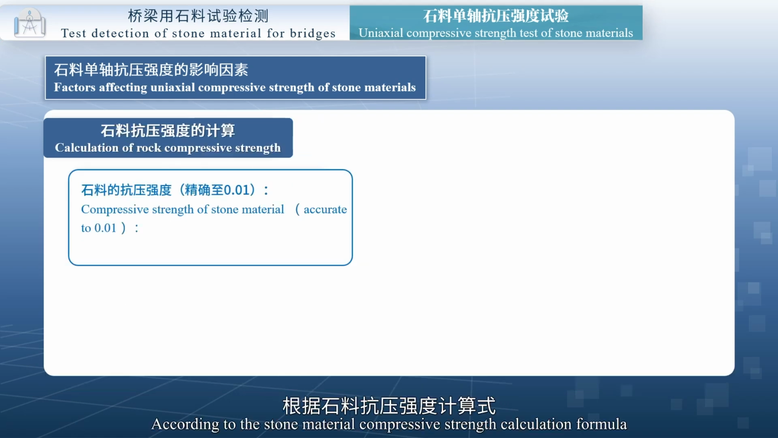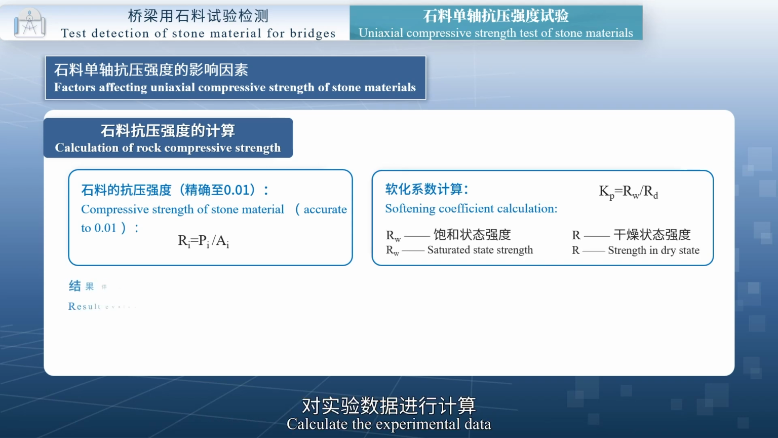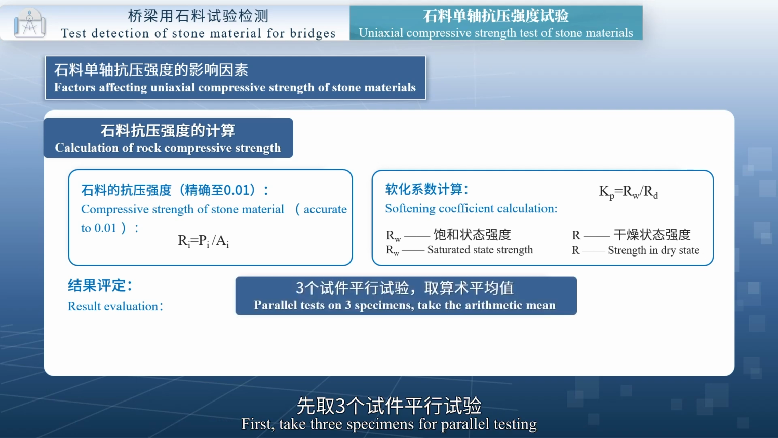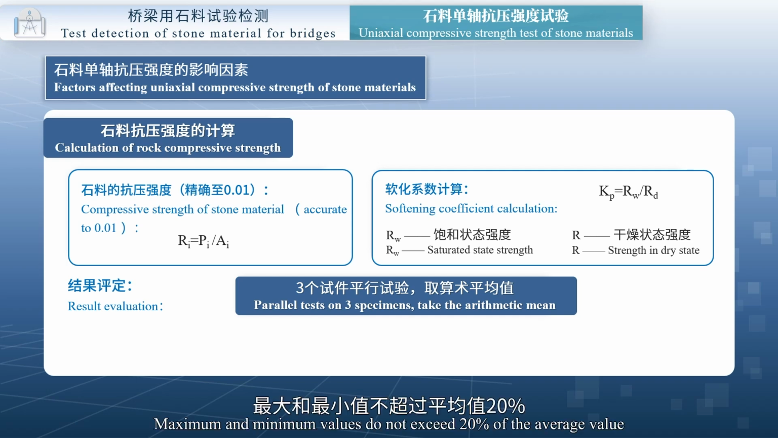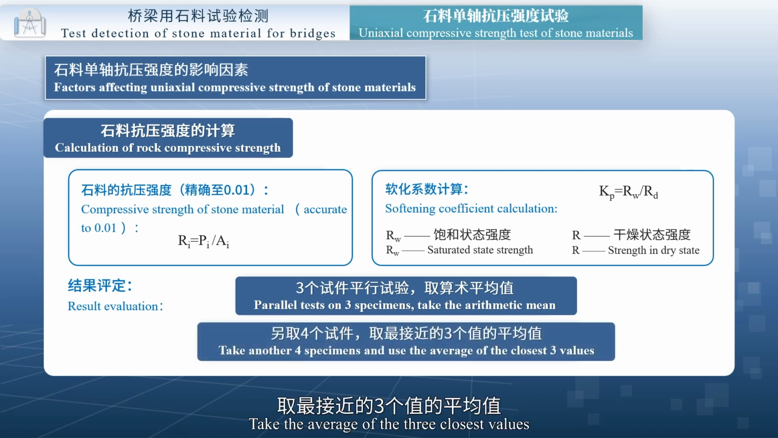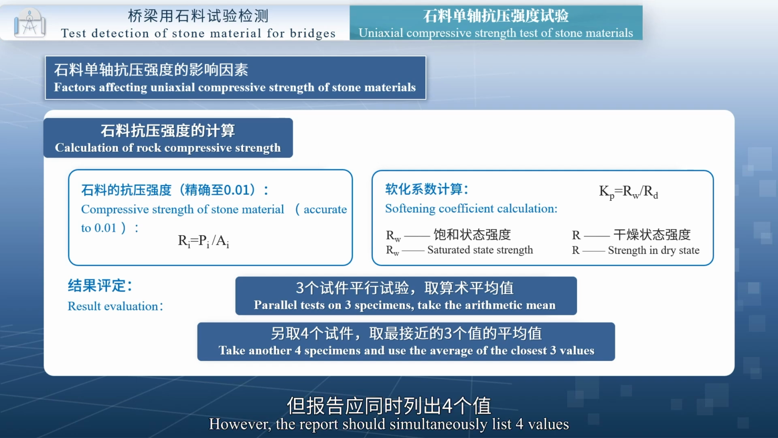In the end, according to the stone material compressive strength calculation formula and the softening coefficient calculation formula, calculate the experimental data. The calculated value of the softening coefficient is accurate to 0.01. First, take 3 specimens for parallel testing and take the arithmetic mean. If the maximum and minimum values do not exceed 20% of the average value, that is acceptable. Otherwise, take another 4 specimens and take the average of the 3 closest values as the calculation result. However, the report should simultaneously list all values.